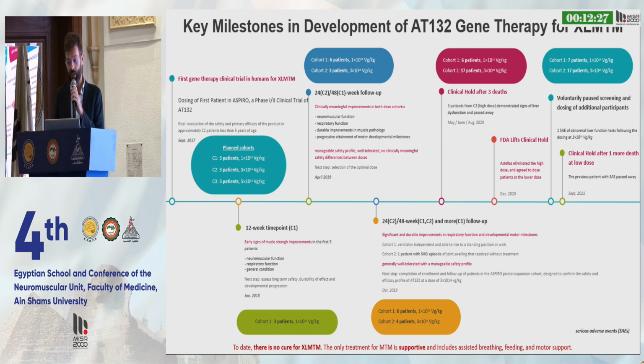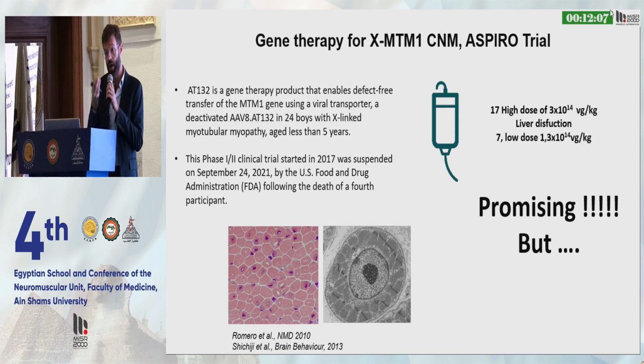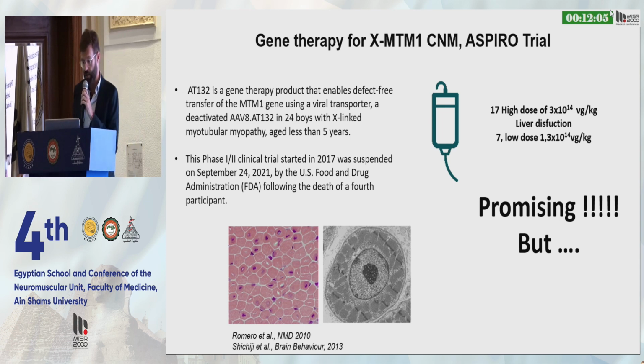With signs of liver dysfunction. There was a stop by the FDA, and then 2 other deaths meant that this trial was abandoned. So what happened exactly in this patient? We had both a high dose of the vector, because to transfer a gene you need to use a virus, the adeno-associated virus 9 in this case, but also a low dose of the vector.